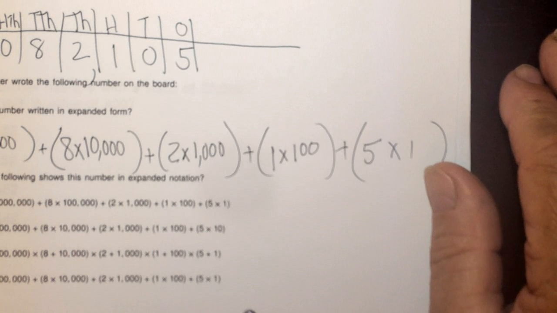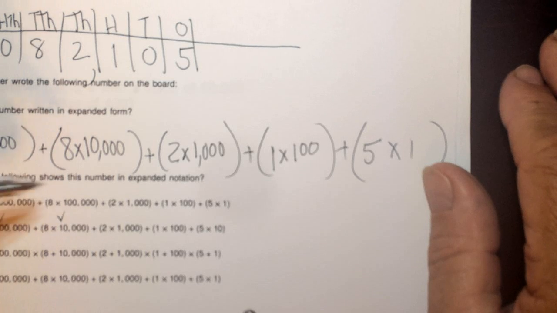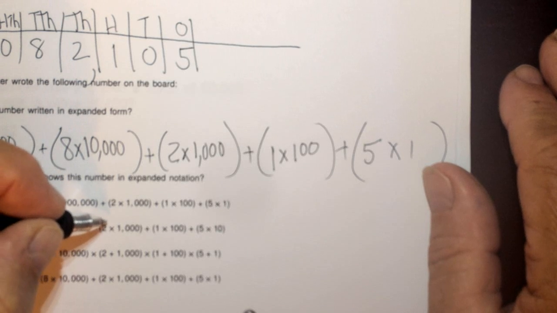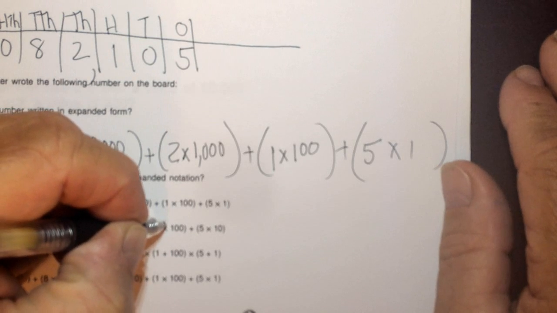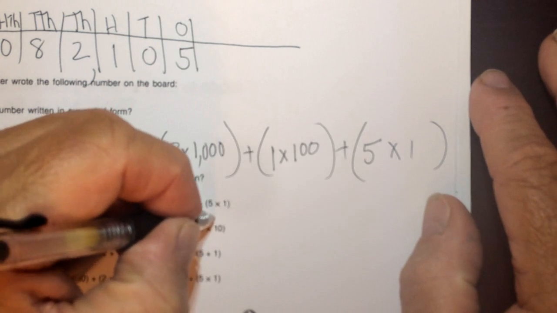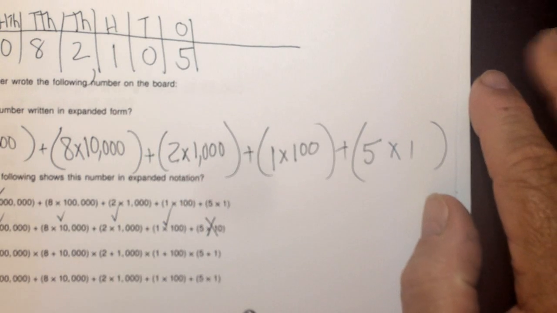A has 10 million. That's not right. So I'll mark A out. B has 7 times a million. That's good. 8 times 10,000. That's good. 2 times 1,000. That's good. 1 times 100. That's good. 5 times 10. That's wrong. So I cross out B.